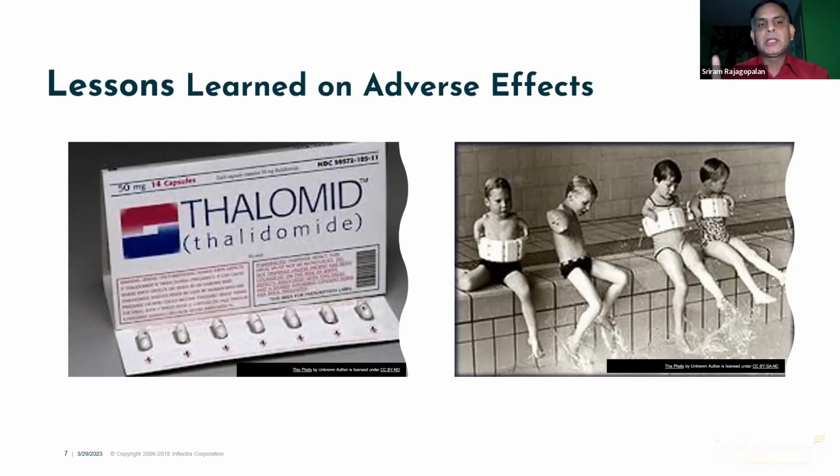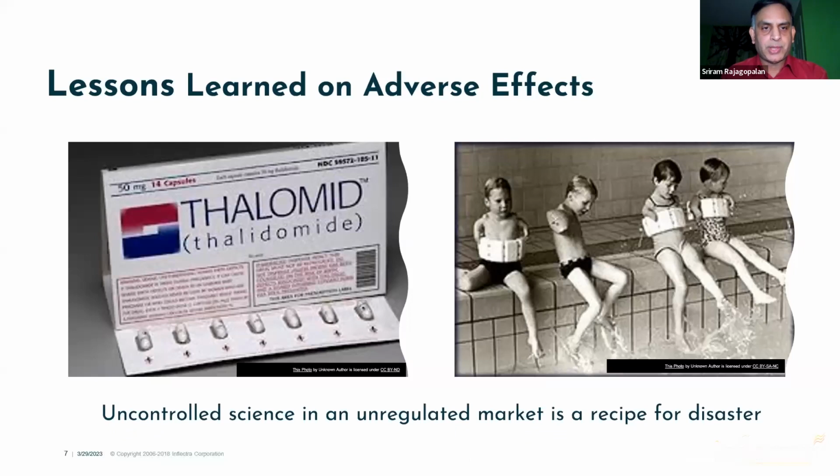But those lessons learned cannot be forgotten, because it is these lessons that actually have so much effect. We cannot have uncontrolled science, and we cannot have an unregulated market. And if you put both these things together, it's going to be a recipe for disaster. And we are dealing with people here. We are dealing with the lives of people throughout their life. So it's going to be a very challenging scenario to address.